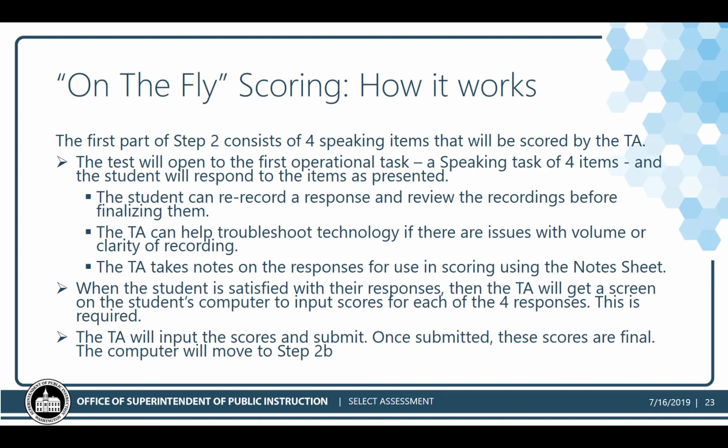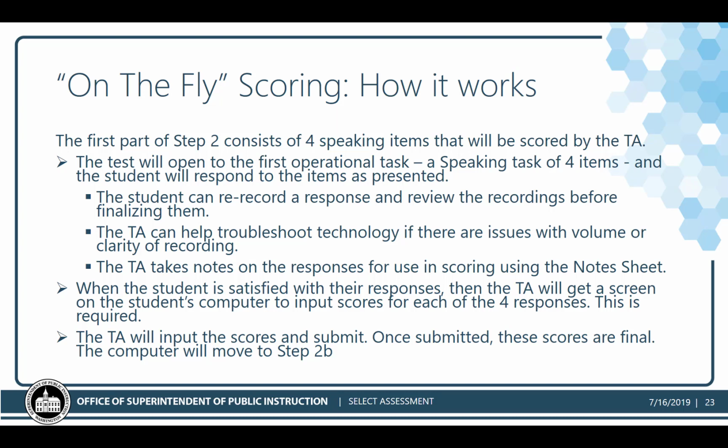Step 2 of the ELPA21 screener consists of 4 speaking items that will be scored by the TA. The test will open to the first operational task in Step 2, a speaking task of 4 items. The student will respond to the items as presented. The student can re-record a response and review the recordings before finalizing them. A student cannot record, listen, and then extend a response. Clicking on the microphone button a second time will erase the original recording.